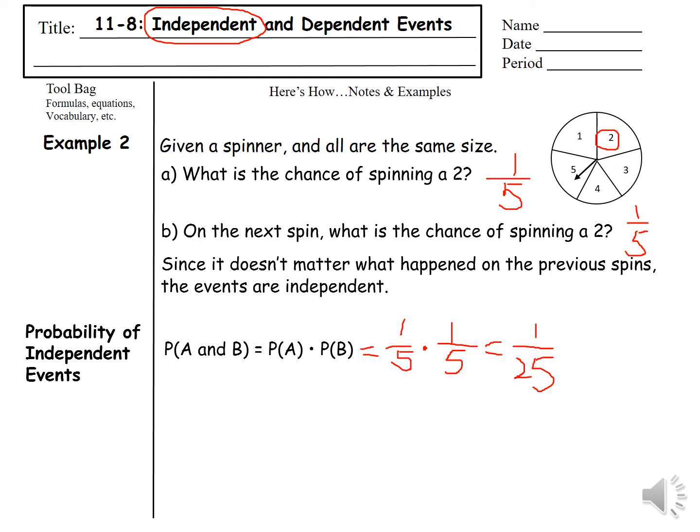So this is the basic understanding of independent and dependent events. On the next slide, I will give you more examples and I will show you some word problems.